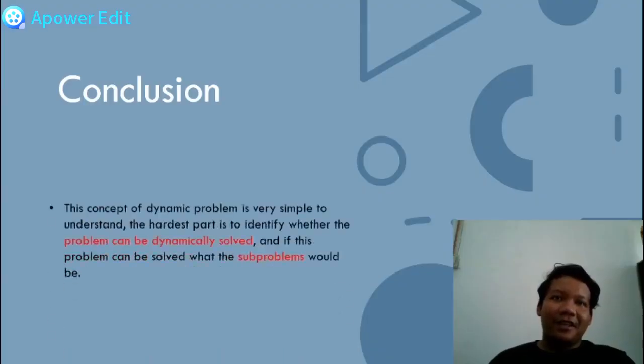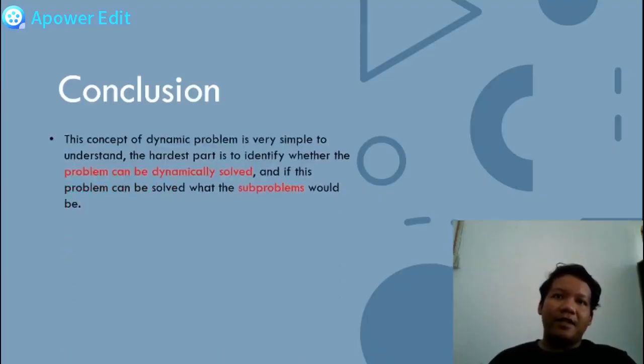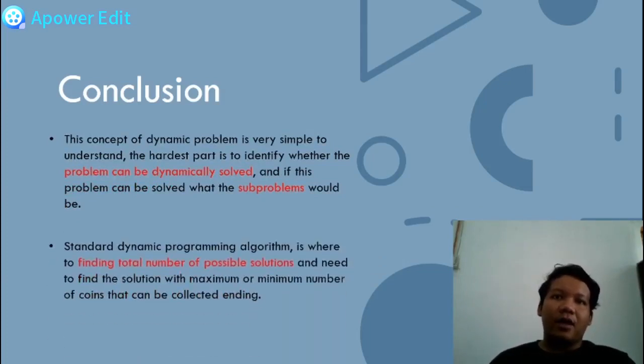In conclusion, this concept of dynamic programming is very simple to understand. The hardest part is to identify whether the problem can be solved dynamically, and if it can, what the subproblems will be. The standard dynamic programming algorithm is used for finding the total number of possible solutions and for finding the solution with the maximum or minimum number of coins that can be collected.